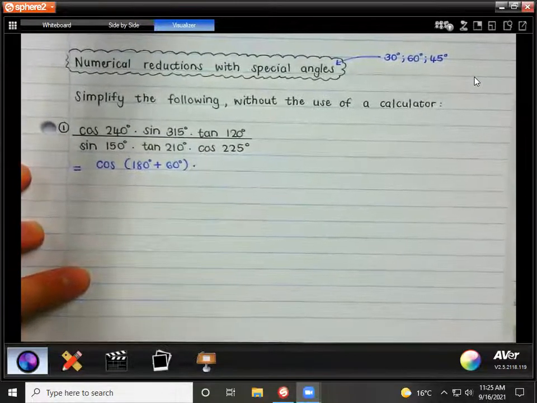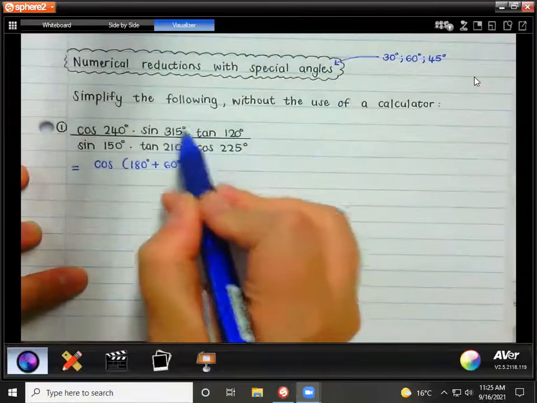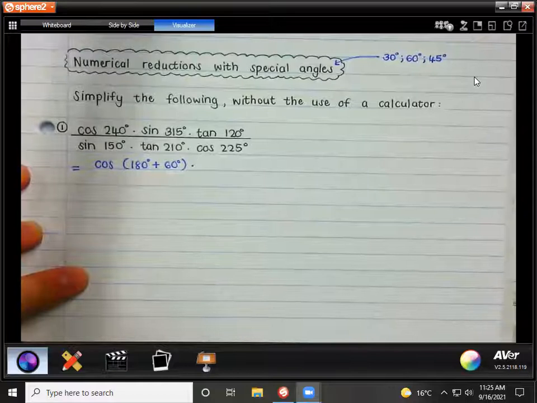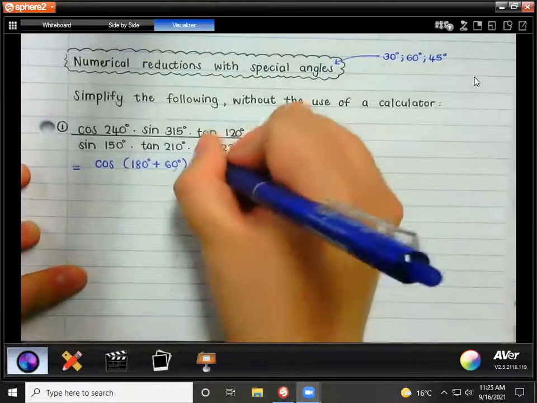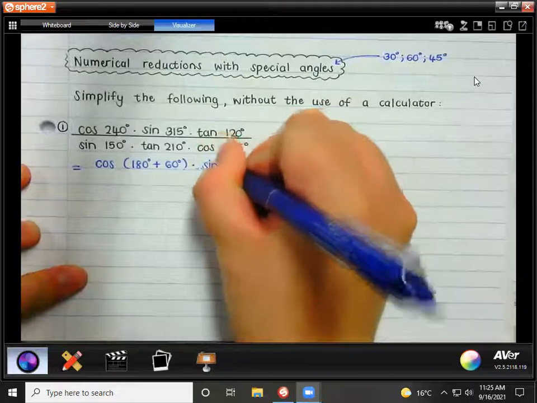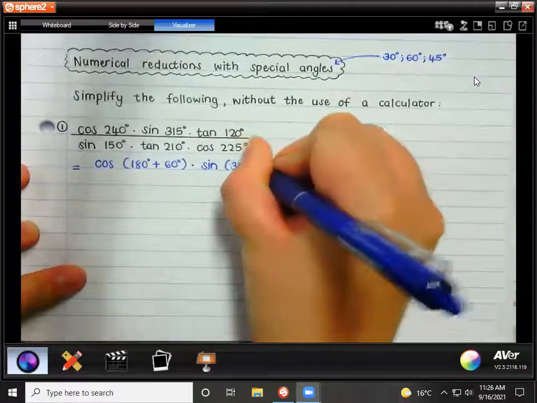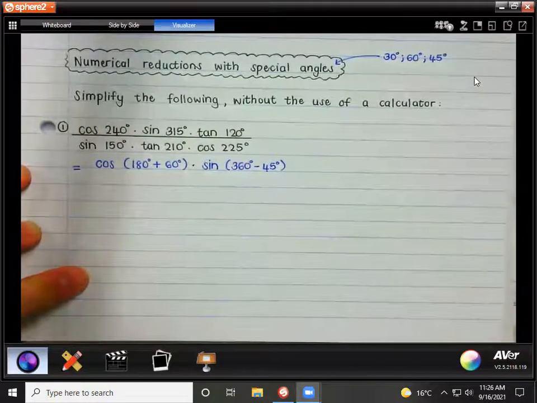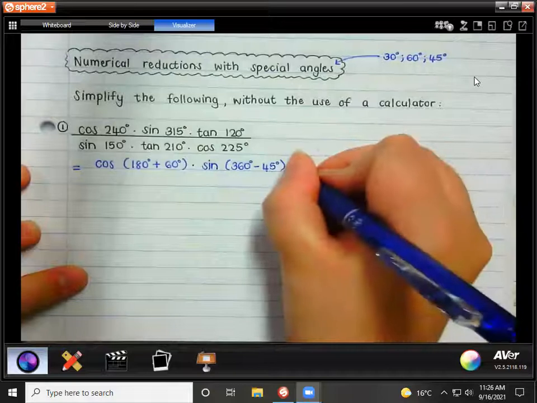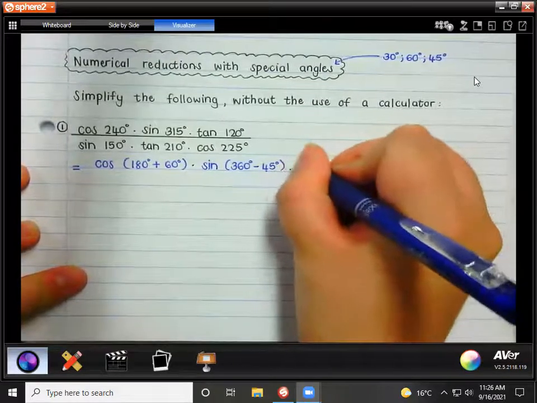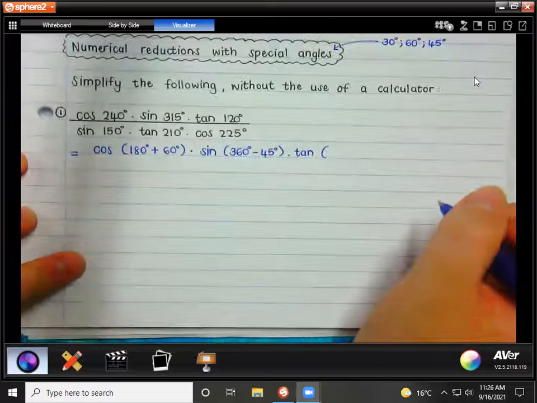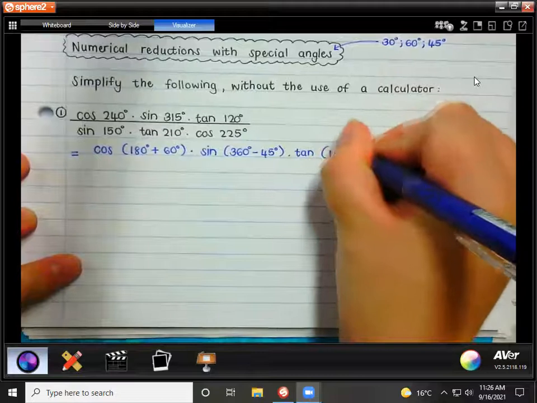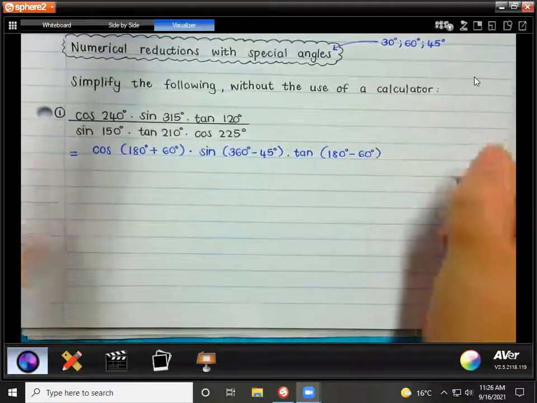Just in case. Okay, what can I do for 315? How can I write that in terms of 180 or 360 and my special angles? Jasper? 360 minus 45. That will give me 315 degrees. The next one, tan of 120. I can write that as 180 minus what will give me 120? 60. 180 minus 60. Good.